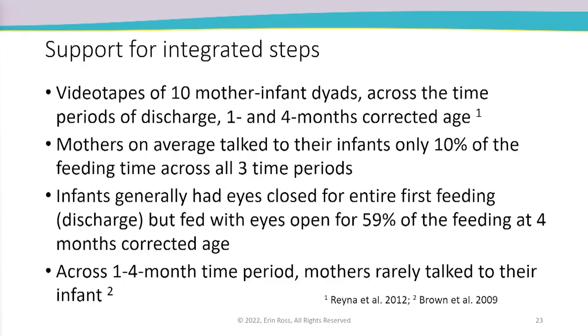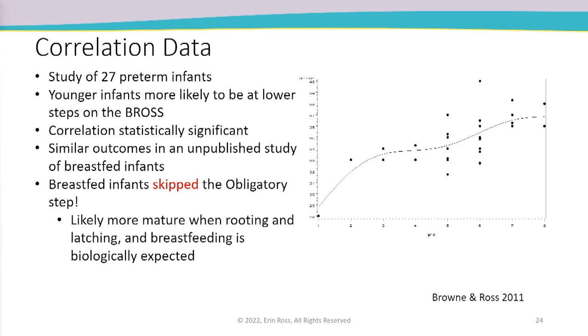to integrate social interaction, but the moms are rarely talking to their babies. When the parent has learned to let their baby focus on feeding, even when the baby is available for social interaction, sometimes parents are missing it. And so we did a study of 27 babies, and what we found was a correlation. The younger they were, the earlier on the steps to the BROSS, so they were more likely working on the lower steps, and as they got older, they started to move up in these different sucking habits. And that was statistically significant.